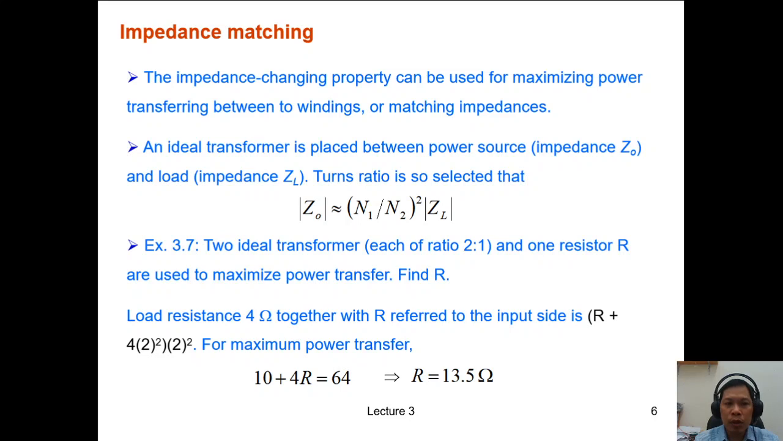Example 3.7 will show you a situation where we need that property. We need to find the R in between so that the load resistance will get the maximum power, and we finally find R equals 13.5 ohm. Be careful that the text in the book has some errors, so we need to use the information I have on the slide here.